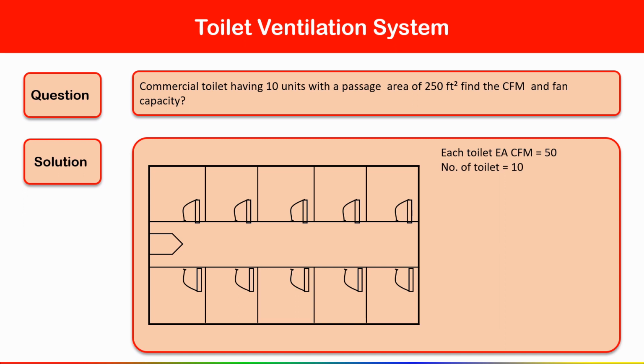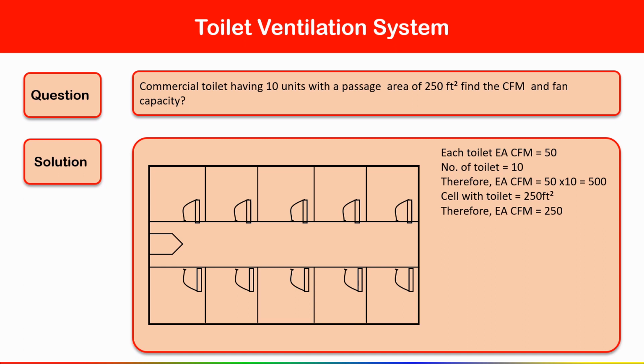Number of toilets is given as 10, so total exhaust air CFM, how much? 50 into 10, 500 CFM we have to exhaust. But besides the toilets, the passage area is also given, 250 square feet. I have told you, for the passage area how much air we have to exhaust. ASHRAE has given that for 1 square foot of area we have to exhaust 1 CFM. So for 250, how much? The passage area is given as 250 square feet, so therefore we have to exhaust 250 CFM.